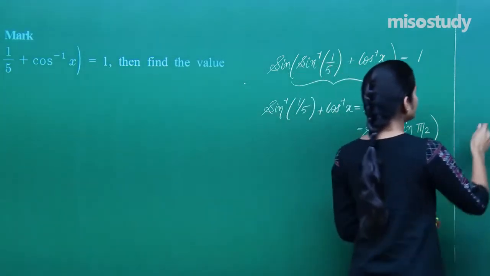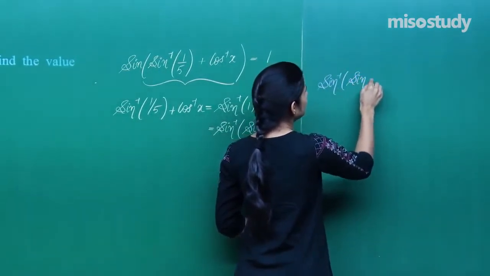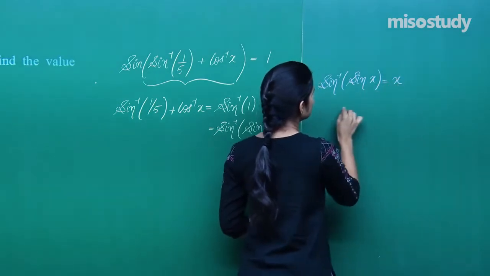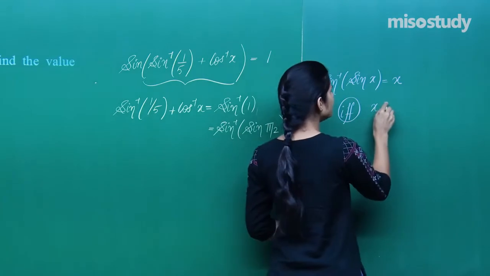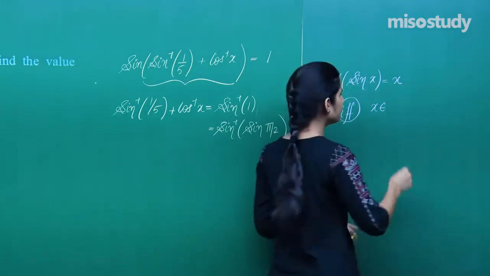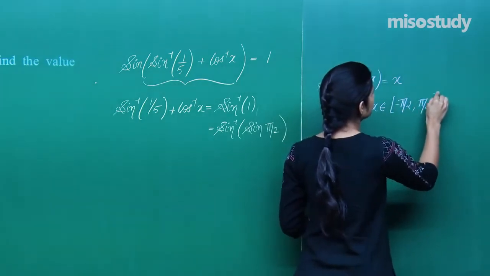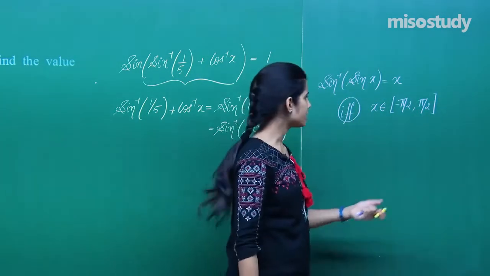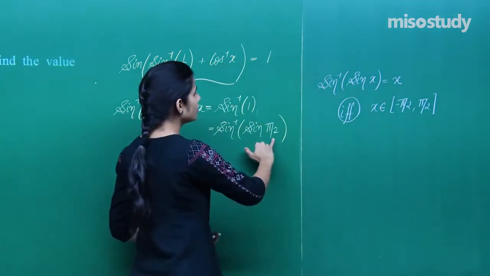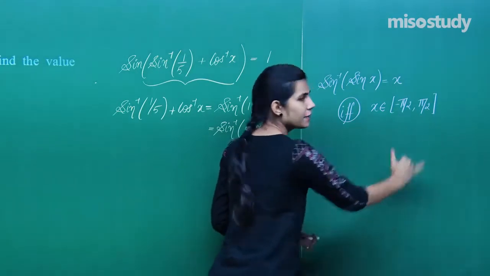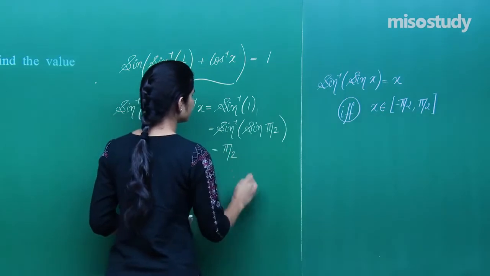And I also know that sine inverse of sine x equals x if and only if x belongs to the principal domain of sine, basically that is minus pi by 2 comma pi by 2. Principal value branch, which we say minus pi by 2 to pi by 2. So over here, because the angle pi by 2 lies in this interval, sine inverse of sine of pi by 2 is pi by 2.